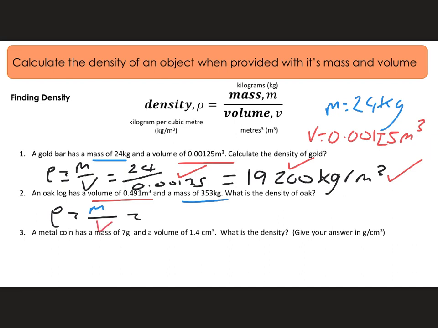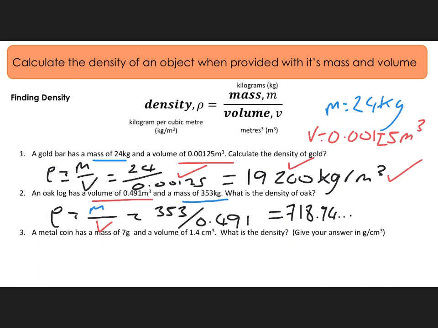So rho here is equal to, the mass is 353 over 0.491. Again, what we're going to do now is substitute those numbers into the calculator. So if you calculate 353 divided by 0.491, you get an answer of 718.94, and then some more decimals there.